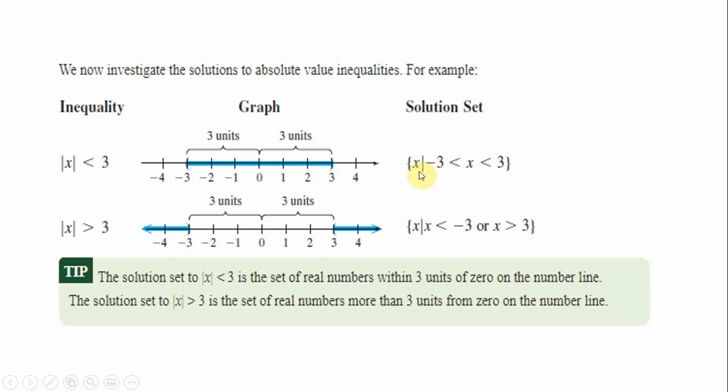So here's the solution set: the set of all x such that negative 3 is less than x less than 3. And if the absolute value of x is bigger than 3, that tells me these x's have to be bigger than 3, or they have to be less than negative 3, because I'm taking the absolute value of these things, and the absolute value is always positive. So the absolute value of negative 4 would be positive 4, and that would be bigger than 3. So here I have to break these apart. Here I can use that compound, but here I have to break them apart into 2.